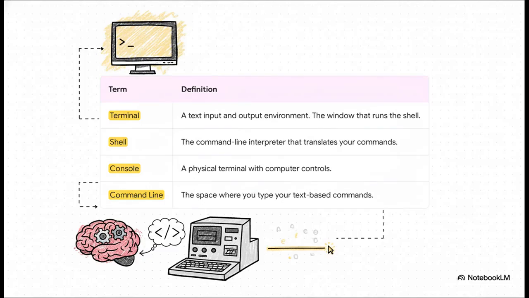Okay, here's the quick and dirty breakdown. The terminal, that's just the window, the box you open up. The shell is the program running inside that window. It's the brains of the operation, the part that actually understands what you type. And the command line, well, that's literally just the line where you type your text. So to put it all together, you type on the command line inside the terminal to talk to the shell. Simple, right? But super important to get straight.